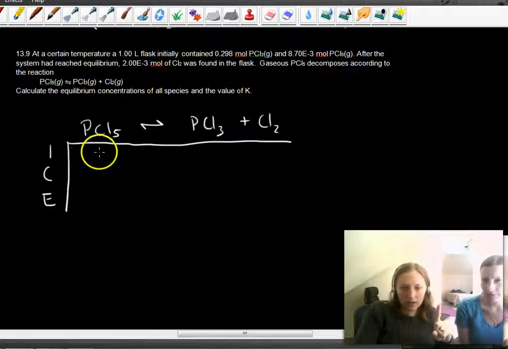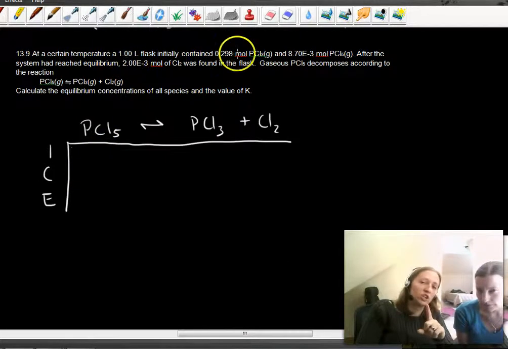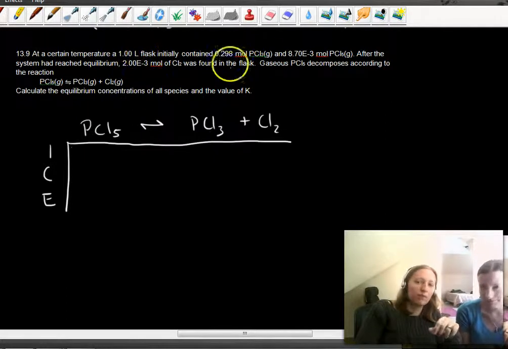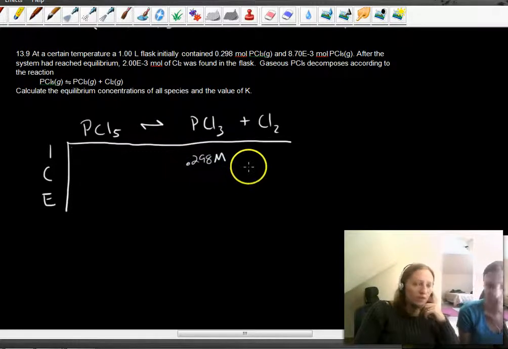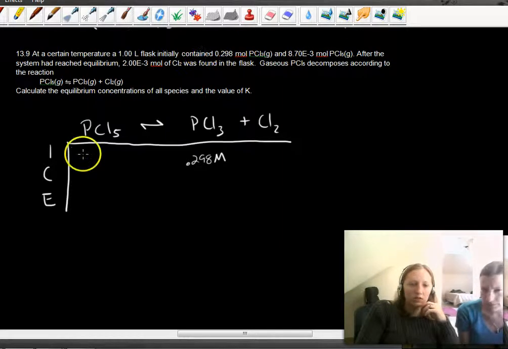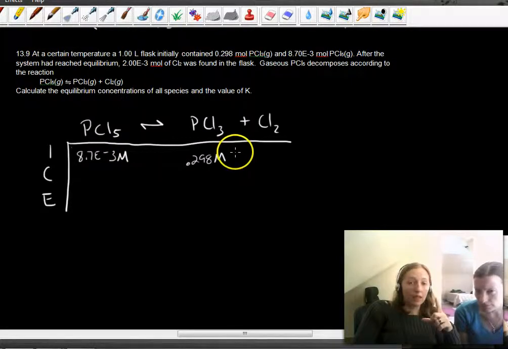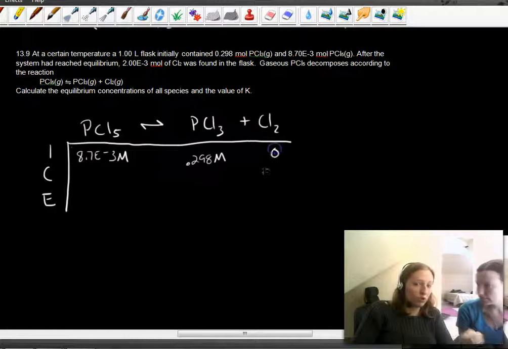What we know is initially it's a 1 liter flask, which is very thoughtful. That means we don't have to change these numbers, because it's 0.298 moles per 1 liter. 0.298 moles of PCl3, so that's 0.298 molar. And 8.7 e to the negative 3 moles of PCl5, so that's 8.7 e to the negative 3 molar. That's all it contained. I didn't put in any chlorine. There's no chlorine initially.